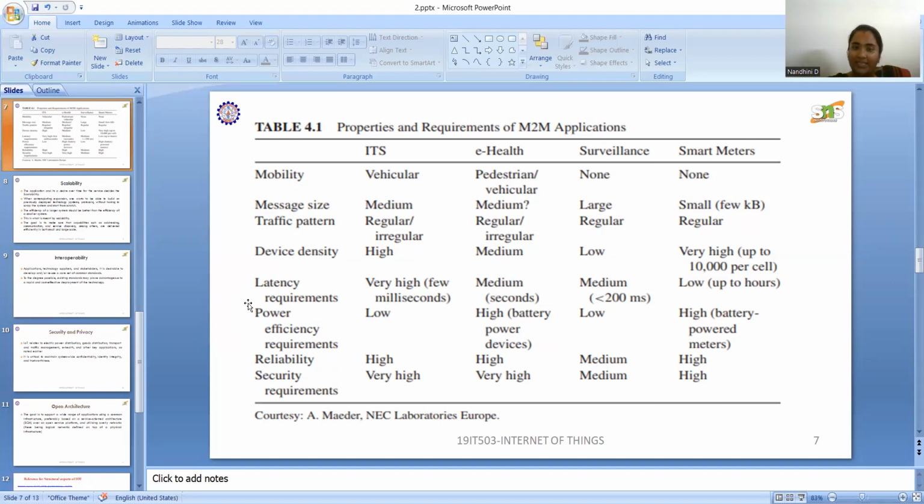Power efficiency in ITS is low. In e-health, it is high. In surveillance, it is low. And in smart meters, it is high. Next one is reliability. It is high in ITS, e-health, and smart meters, but it is medium in surveillance. Second is security. It is very high in ITS and e-health, medium in surveillance, and in smart meters, it is very high.